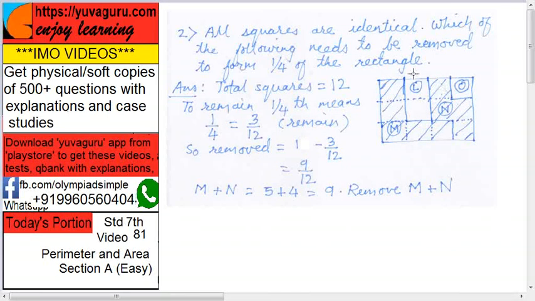So 9 means what? Which are the easiest ones to remove for the 9? M, how many M? 5. And N, how many? 1, 2, 3, 4. 5 plus 4, 9. So M plus N, if they are removed, then only 3 remain. So 3 upon 12 remains.